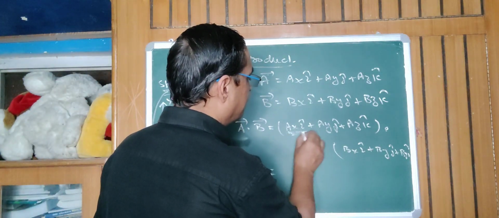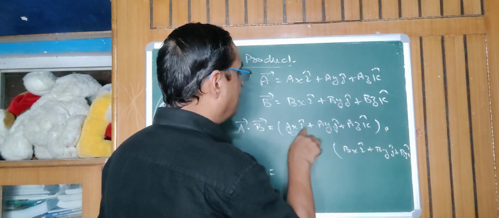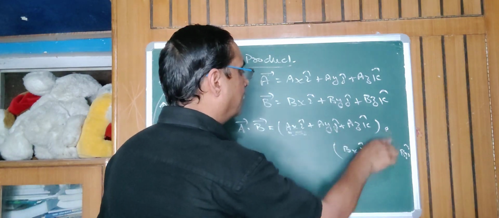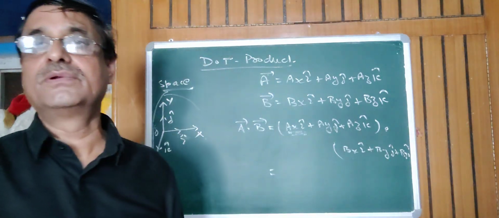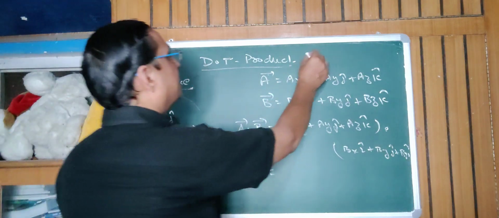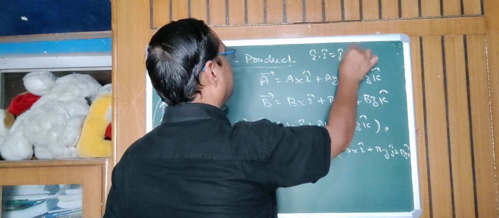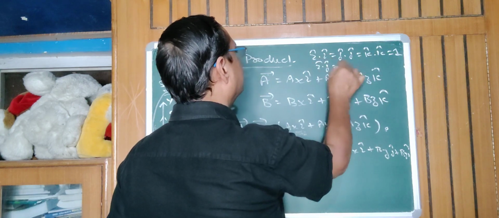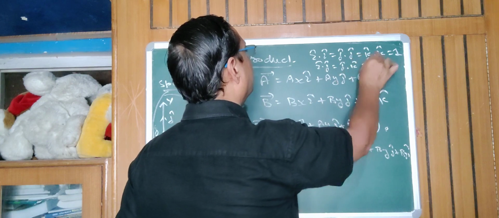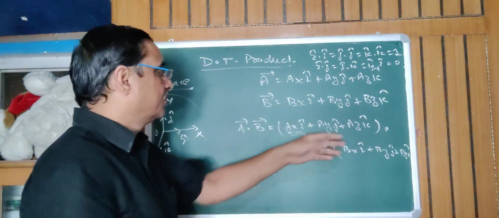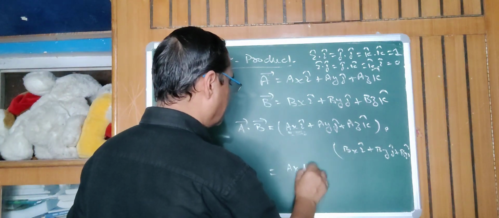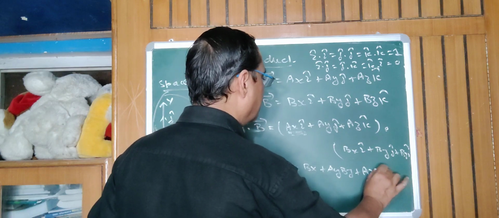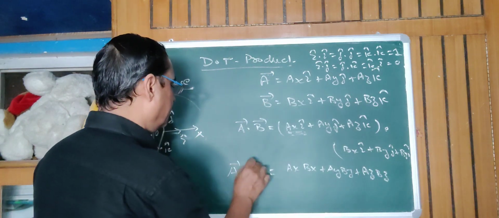Ax, multiply Ax first with this. So Ax Bx I dot I is 1. Ax By I dot J, so I dot J will not survive. It will be equal to 0. The identity you might have done: I dot I equal to J dot J equal to K dot K equal to 1. Similarly, I dot J equal to J dot K equal to K dot I is equal to 0. So what will survive? Ax Bx plus Ay By plus Az Bz, and all the other terms will be equal to 0.